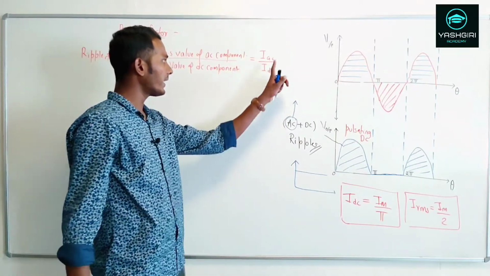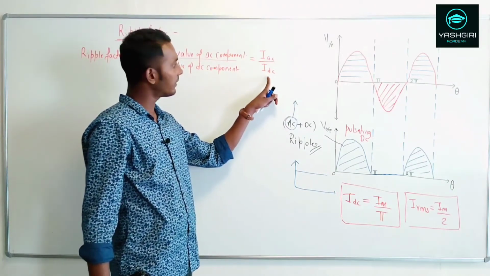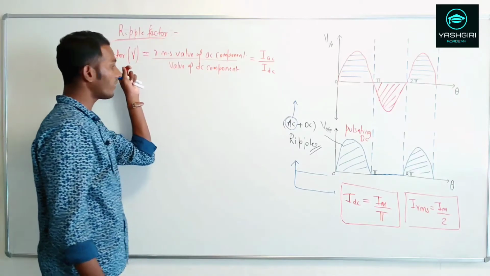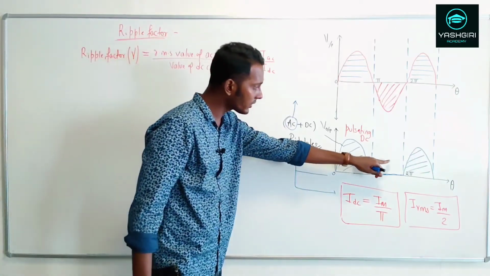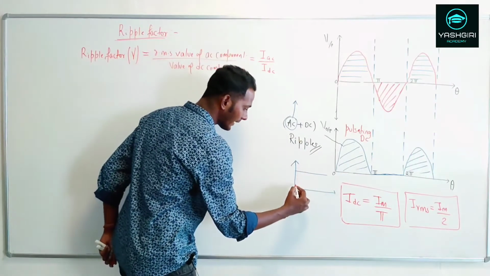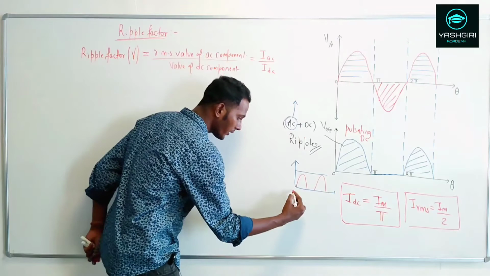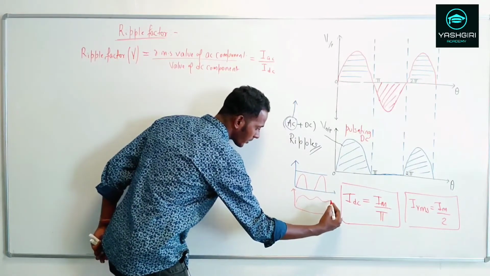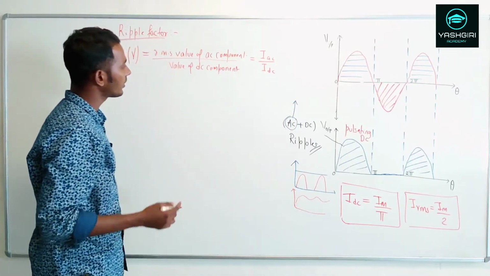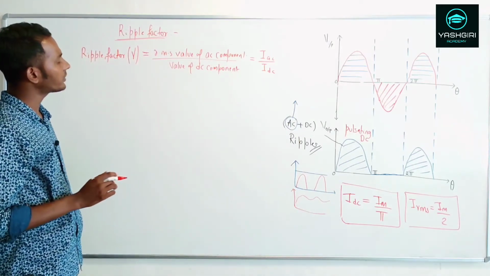If you make this IAC very small compared with the IDC component, then your ripple factor will be very small. That is what we need: we want to reduce this ripple factor. Here you are getting these ripples, so our job is to reduce the ripple factor and make it as small as possible. We'll try to derive it in the form of a mathematical expression.